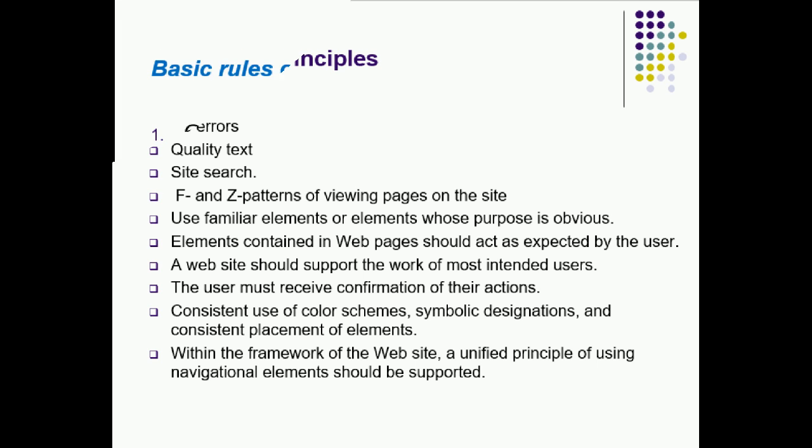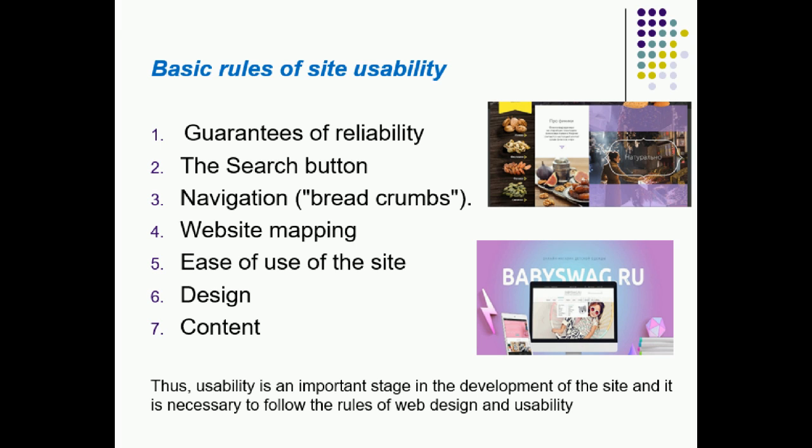In conclusion, we formulate the basic rules of site usability. Guarantees of reliability. The search button. Navigation. The rule is that the user should always have an idea of where he is. Topic, sections, page number. Website mapping. Correct display of page elements on various devices reduces the percentage of visitors leaving the website.